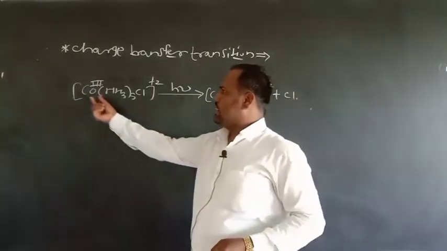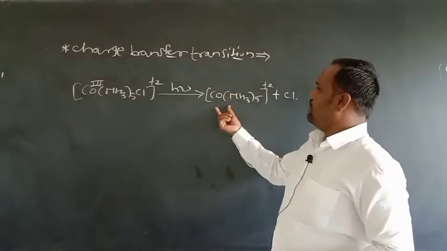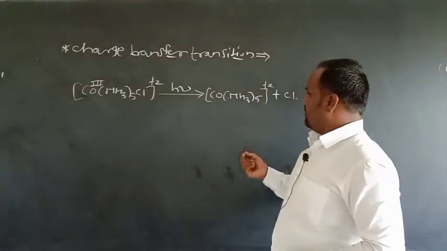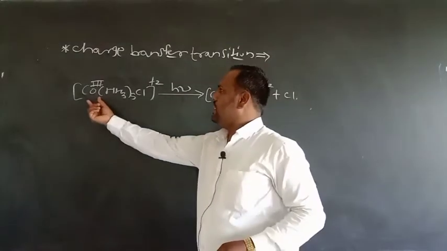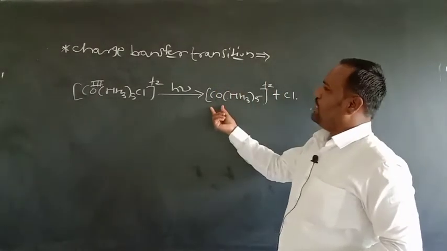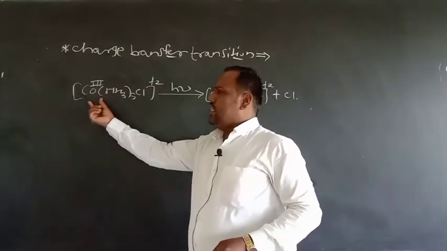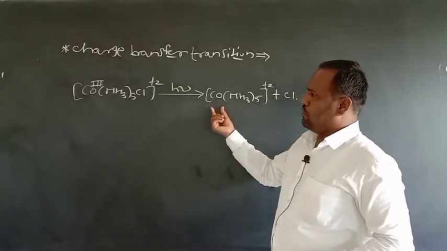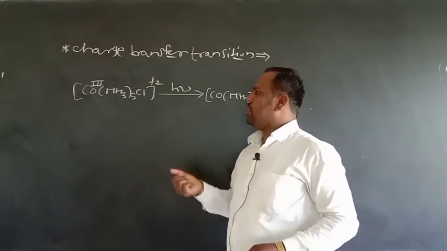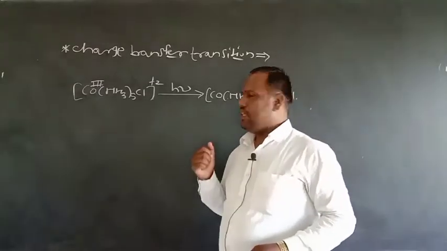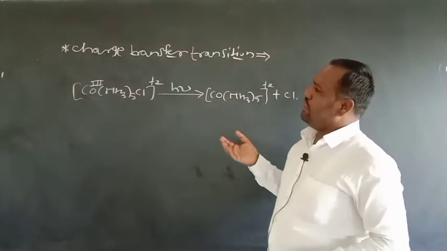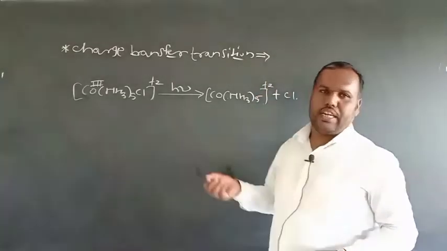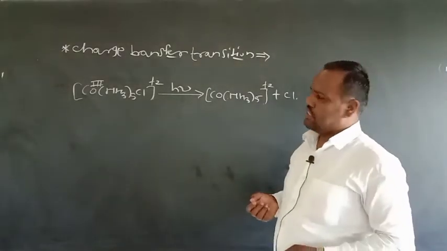If we consider this cobalt in +3, in this case it goes to the +2 oxidation state. So, there is the reduction of the metal atom: cobalt +3 is converted into cobalt +2. So, it is a charge transfer transition. In this case, the cobalt gets reduced to +2 by taking one electron, that is, transferring of one electron from ligand to the metal. So, it is a ligand to metal charge transfer transition.